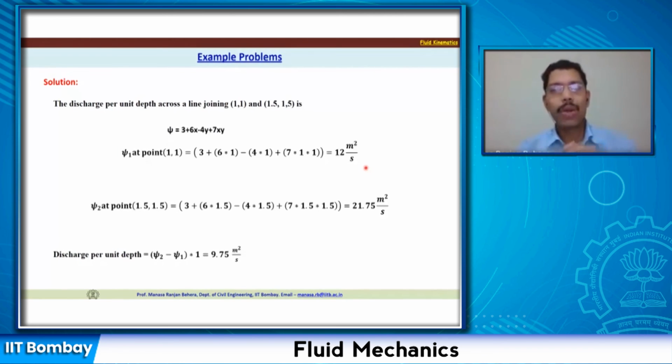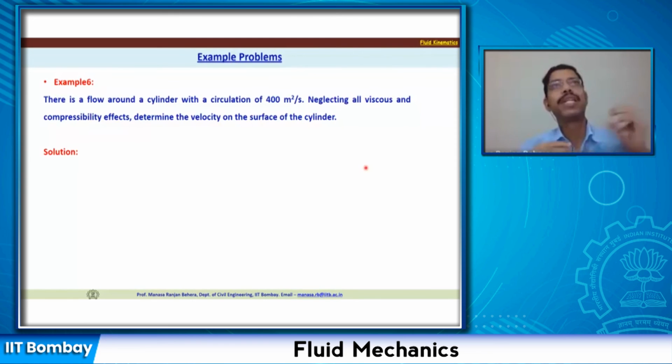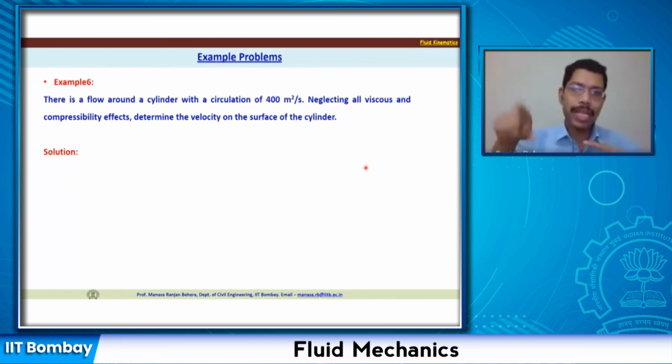All right, let us quickly look at another example. We have already seen in the previous lecture that there is a circulation which can occur, and you can find out the circulation by taking the integration of the velocity about a closed curve. Now the problem says there is a flow around a cylinder with a circulation of 400 meters square per second. Neglecting all viscous and compressibility effects, determine the velocity on the surface of the cylinder. So the question says there is a cylinder and there is a circulation around that, and the value of circulation is given. Now, what you know is that circulation is an integration of velocity around that line.